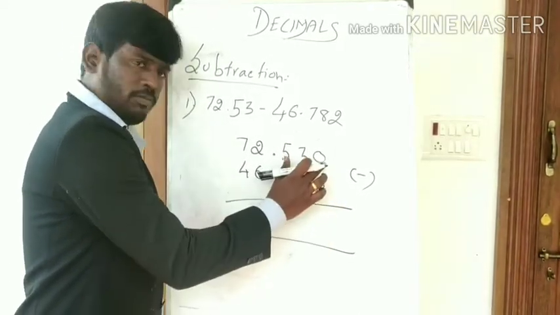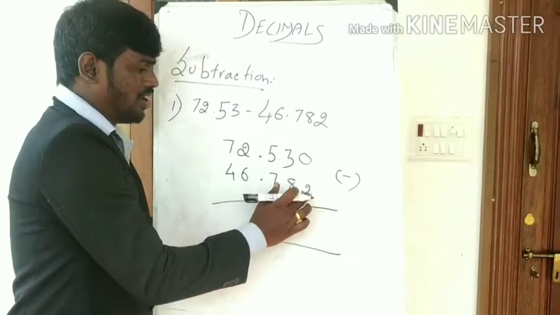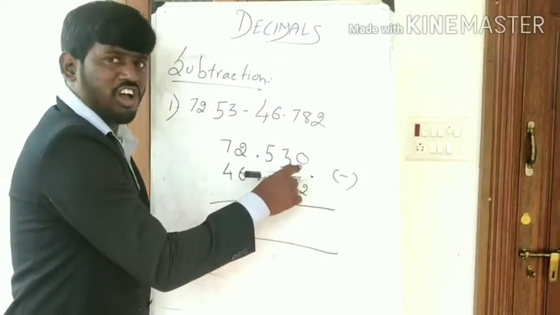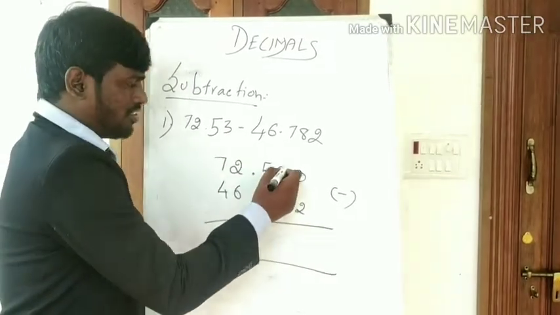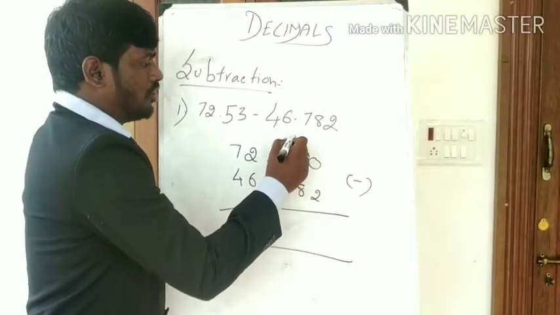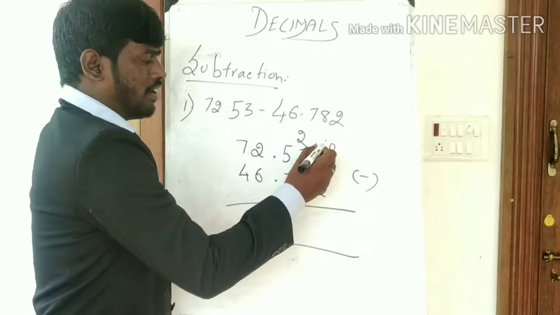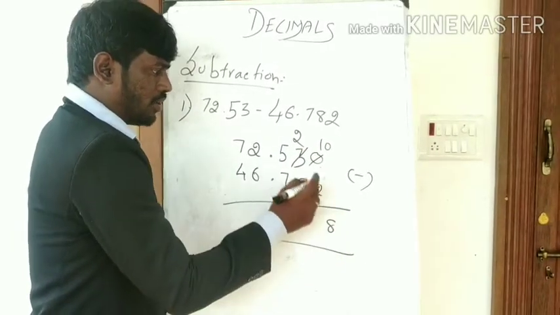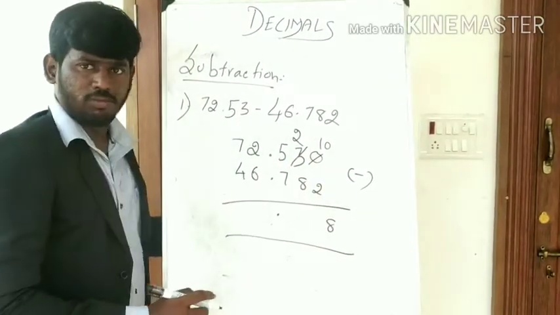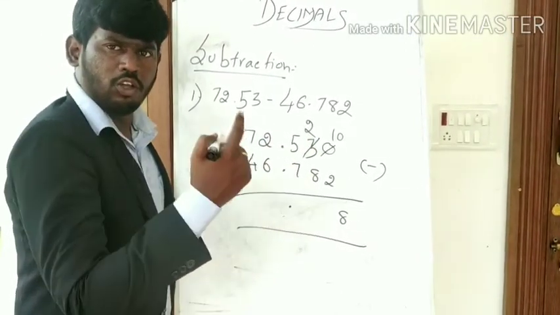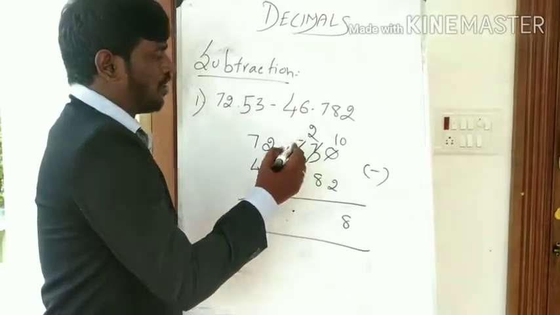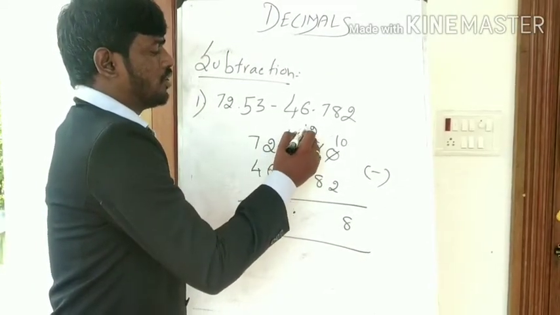0 minus 2. So 0 is smaller, 2 is bigger. So now 0 is asking 3, give me 1. So 3 is giving 1, so it will change into 2. So 0 change into 10. 10 minus 2, 8. 2 minus 8. So the 2 is smaller. Now the 2 is asking 5, hey 5, give me 1. So now the 5 is giving 1, so change into 4. Now it is 12.